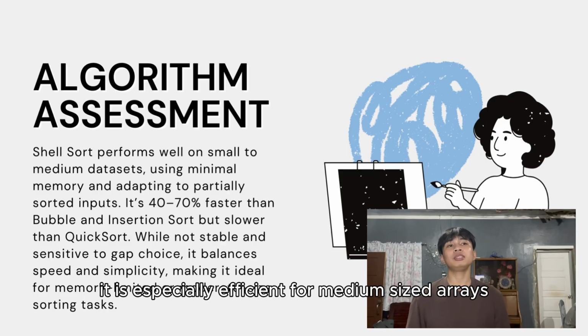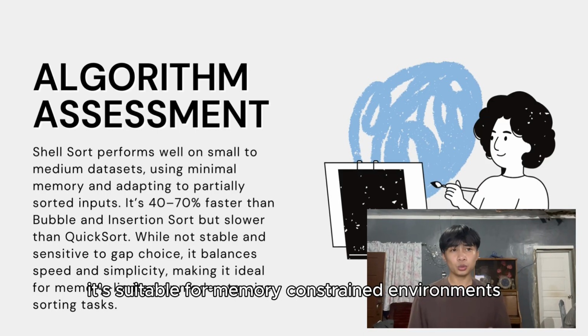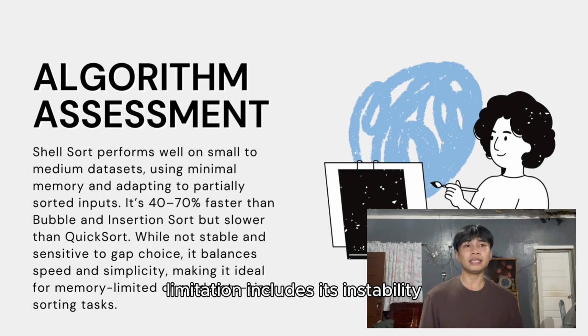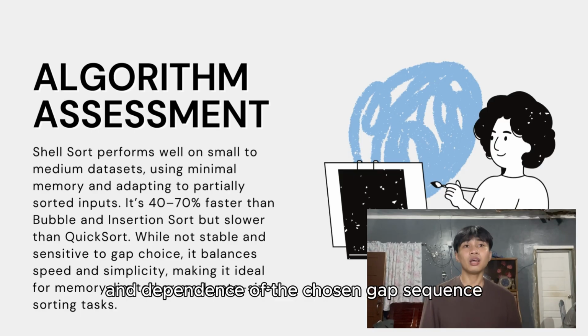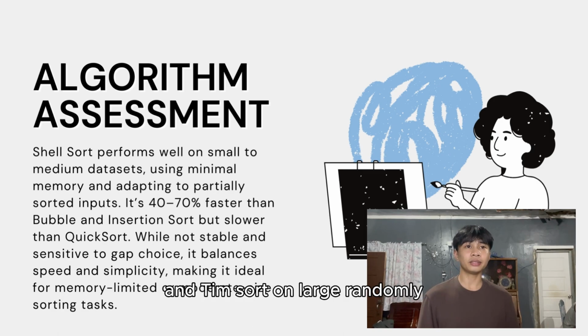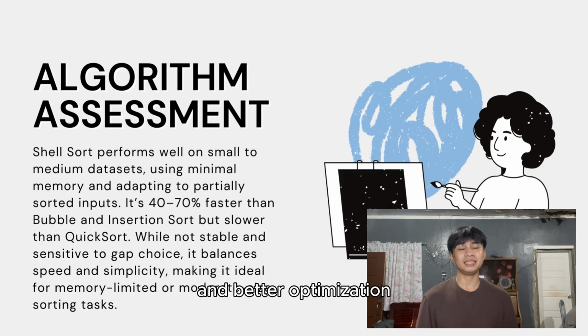It is especially efficient for medium-sized arrays and can adapt somewhat to partially sorted input. Because it's an in-place sort, it's suitable for memory-constrained environments such as embedded systems. On the other hand, limitations include its instability and dependence on the chosen gap sequence, which can affect performance. Shell sort is also generally outperformed by quick sort and tim sort on large, randomly ordered datasets due to their superior time complexities and better optimization.